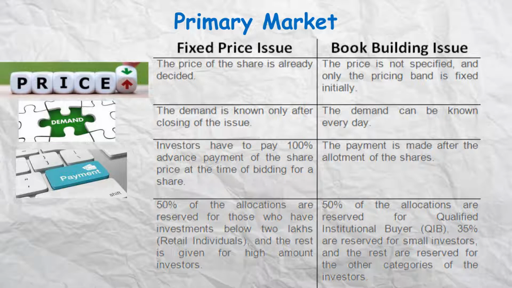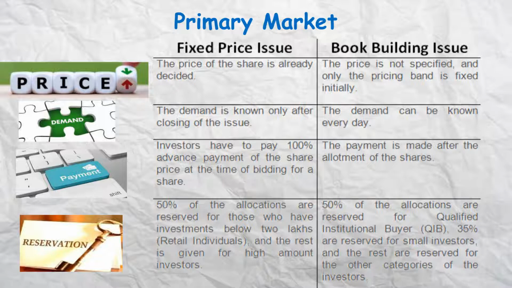Fourth parameter, reservations. In fixed price issue, 50% of the allocations are reserved for those who have investments below 2 lakhs, which we call retail investors, and the rest is given for high amount investors like HNIs and QIBs. Whereas in the book building process, 50% of the allocations are reserved for qualified institutional buyers, 35% are reserved for small investors who have capital less than 2 lakhs, and the rest are reserved for other categories of investors. Well, this is not always the same, but again it depends from company to company.